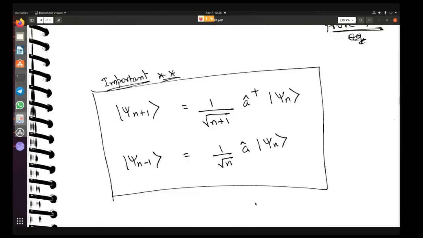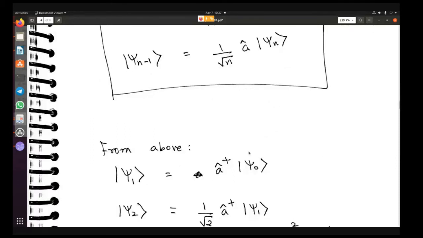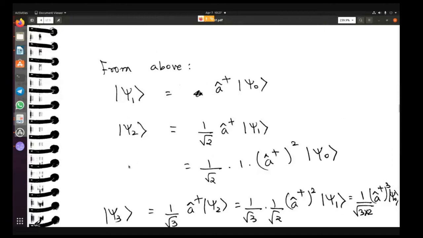Alright, so these two formulas are important. Psi n plus 1 is given by 1 by root n plus 1 into a dagger psi n, and psi n minus 1 is given by 1 by root n into a into psi n. So these are important formulas: the first in terms of a raising operator, and the second in terms of a lowering operator.